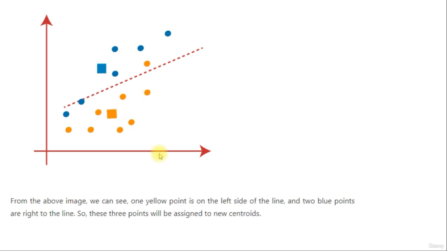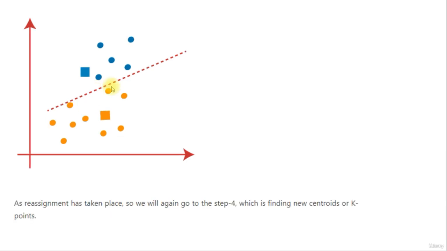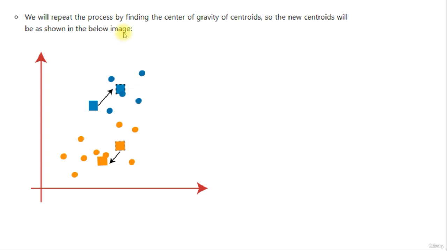So now these three points will be reassigned to the new centroids. Finally, it will look something like this. So all the blue points are on the upper side of the line, and the yellow points are below the line. So as reassignment has taken place, we will again go back to step 4, which is finding new centroids or K points. So we'll repeat the process by finding the center of gravity of centroids.